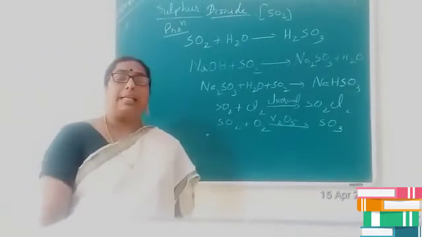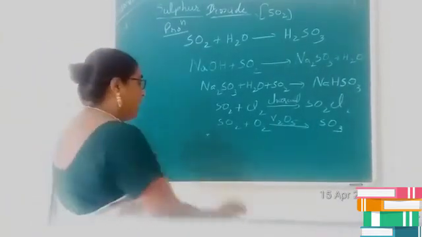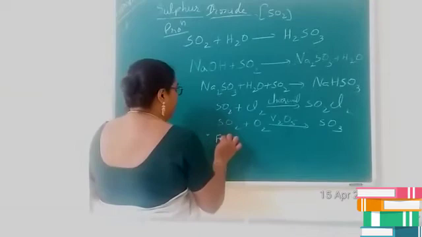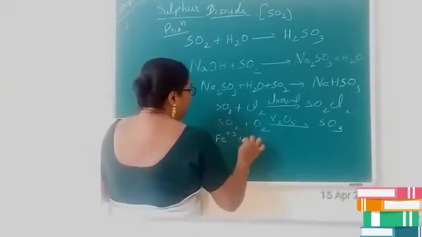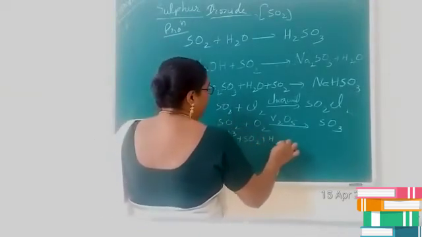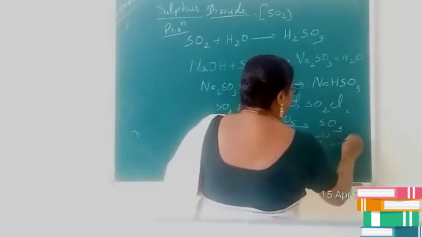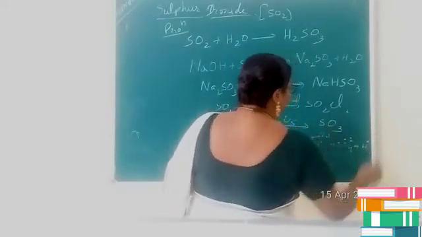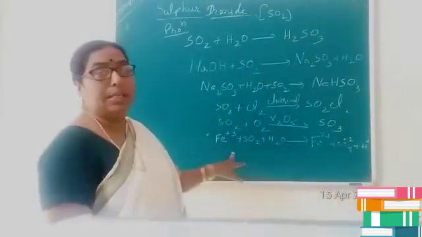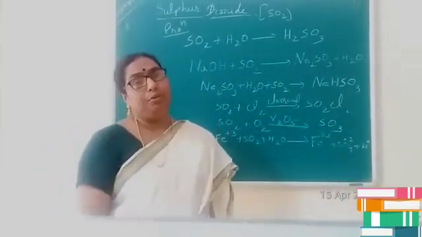Sulfur dioxide acts as a reducing agent. It will be reducing ferric to ferrous. That is, Fe3+ plus SO2 plus water will give you Fe2+, SO4 2- plus H+. Is it clear? So sulfur dioxide reduces ferric to ferrous.